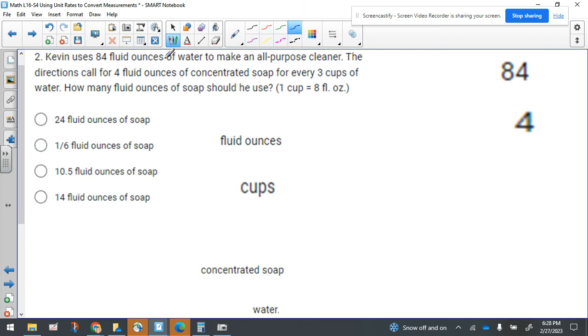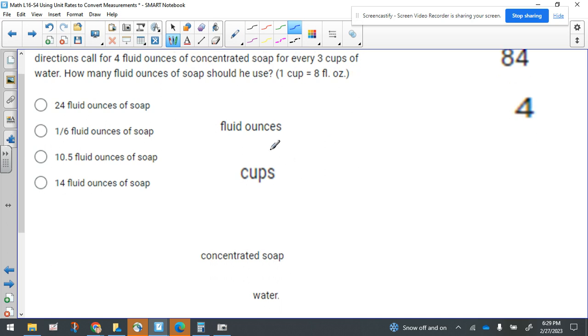We're looking at question 2. Kevin uses 84 fluid ounces of water to make an all-purpose cleaner. The directions call for 4 fluid ounces of concentrated soap for every 3 cups of water. How many fluid ounces of soap should he use? And they give you the hint that 1 cup is equal to 8 fluid ounces.